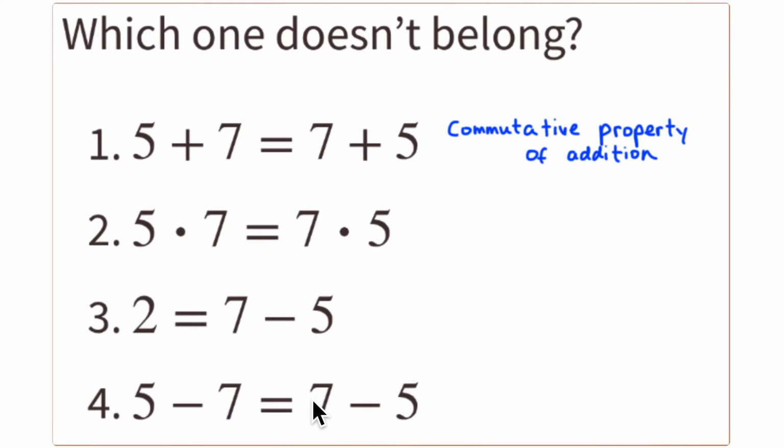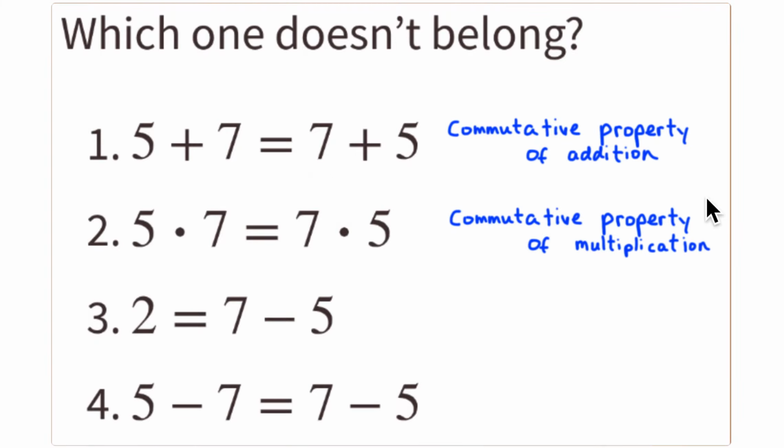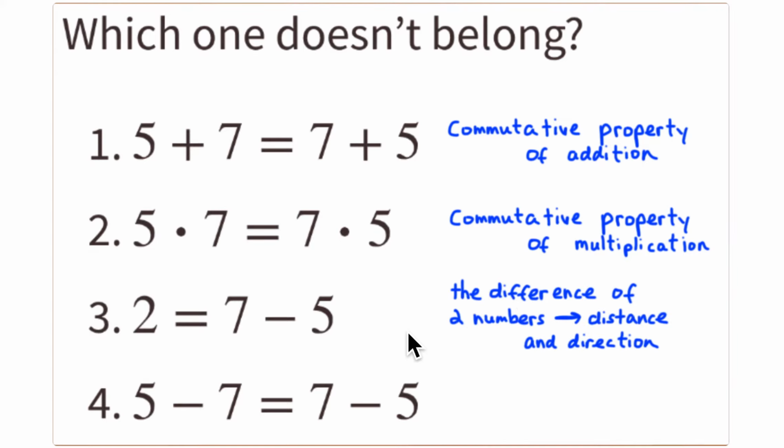I'm going to use this activity to review some basic properties of arithmetic, namely the commutative property of addition. So this one shows the commutative property of addition, and this one shows the commutative property of multiplication. I'm also going to review what the difference means. This was Unit 5 from 7th grade.